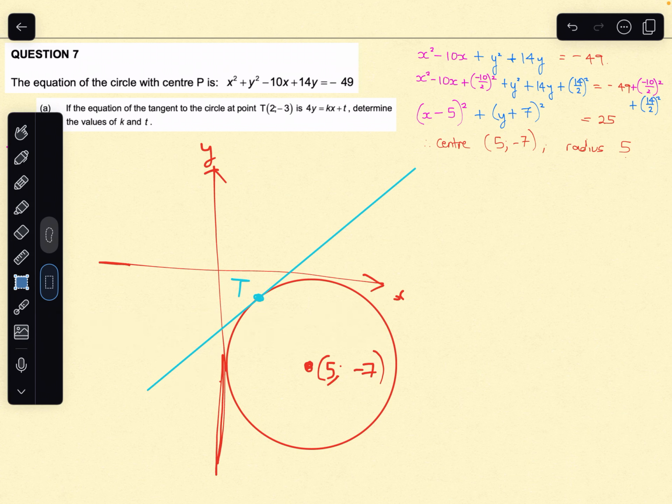Okay, so we are told that the equation of this line is 4y = kx + t. I think the most straightforward kind of question with tangents is you're given a point, and this is pretty much it. It's the same standard question of given a point, what is the equation of the tangent at that point? But then we need to do some fancy stuff to get it into this form at the end.